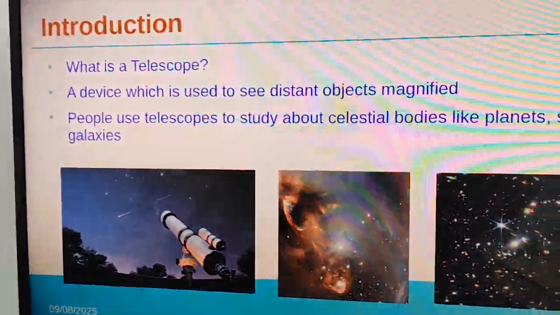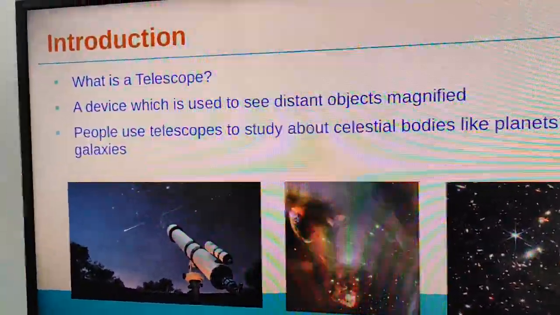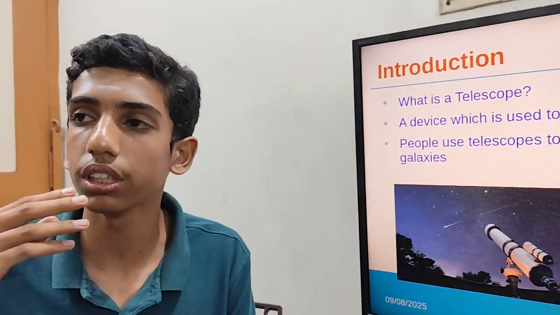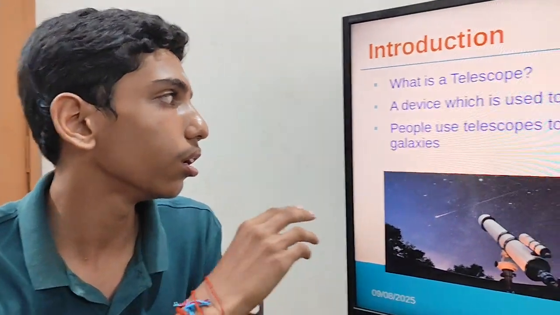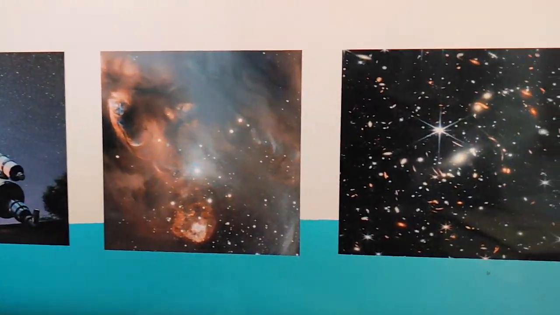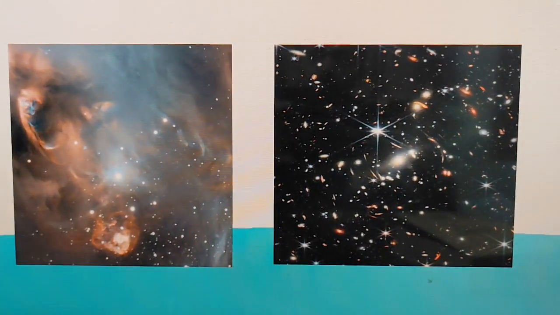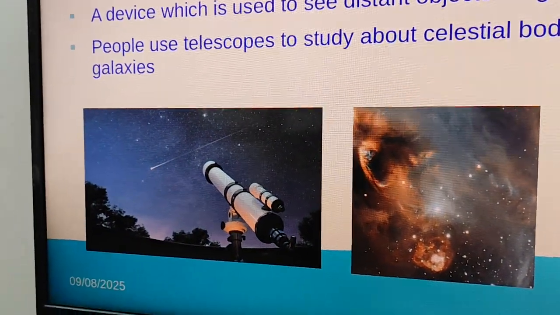First of all, we need to know what is a telescope. A device which is used to see distant objects magnified, which means if you are seeing a far object and you want to see it magnified, we use telescopes. People use telescopes to magnify celestial objects, and these are the images formed by the telescopes. We can see a magnified image.